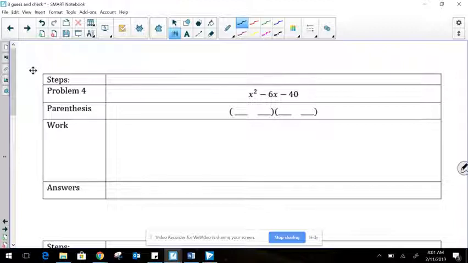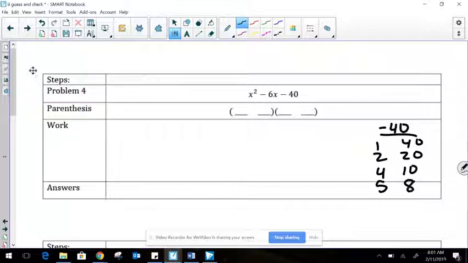All right, let's do one more problem, number 4. All right, so I have negative 40. So 1 times 40, 2 times 20, 4 times 10, 5 times 8. All right, we have to figure out which pair of numbers can add up to equal negative 6. Okay, so since it's a negative 40, 1 has to be negative.